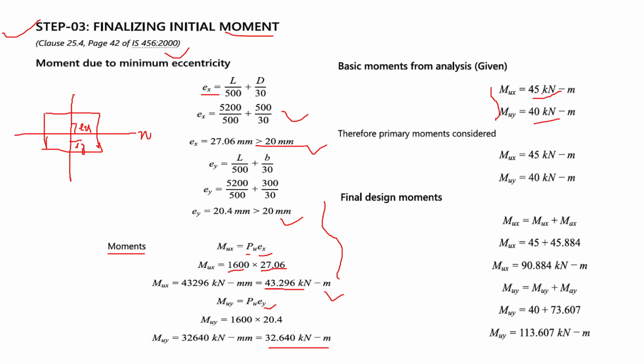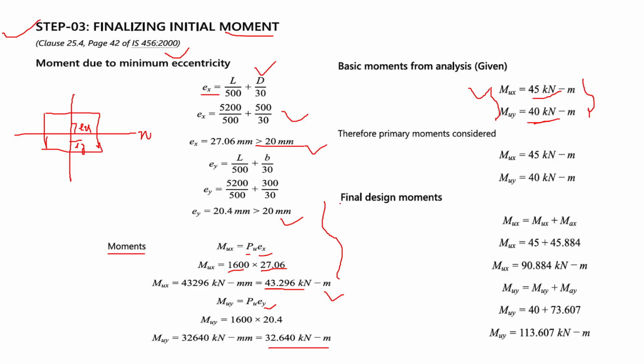Okay. The basic moment is here, 45 or 40 kilometer. And the primary moment considered. This is the primary moment you have to consider because this moment is greater than the moment due to the minimum eccentricity. So you have to consider the moment that is given in the question.